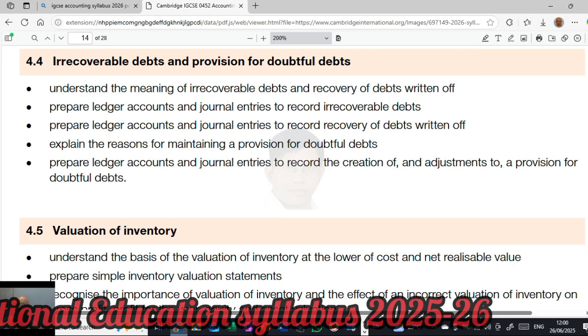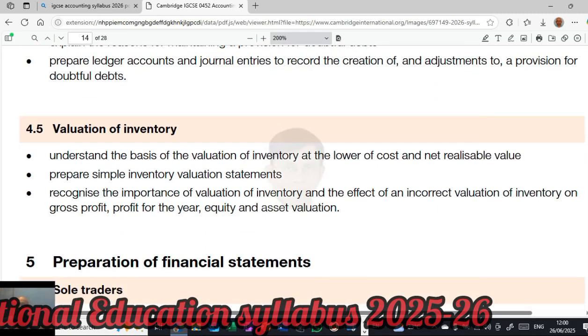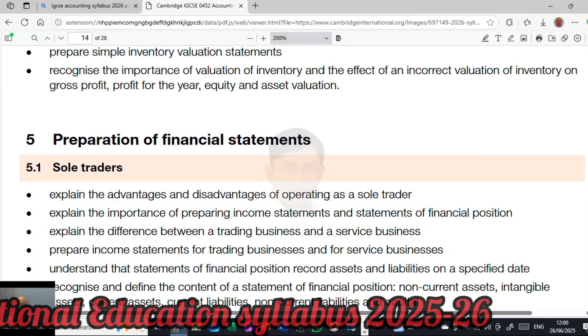Valuation of inventory. Understand the basis of valuation of inventory: lower of cost and net realisable value, simple valuation techniques. What is the importance of valuation of inventory, and the effect of incorrect valuation of inventory on profit and loss and on the statement of financial position.